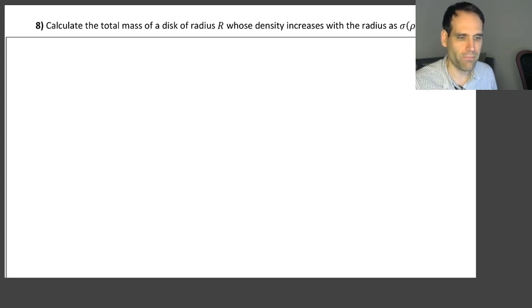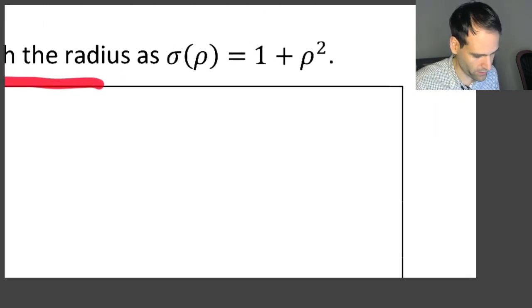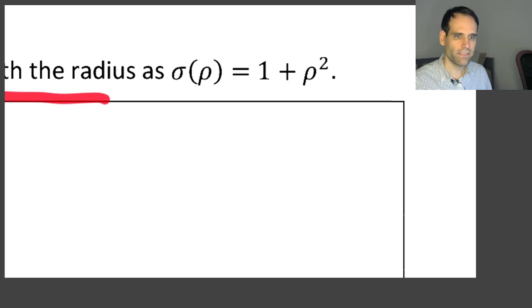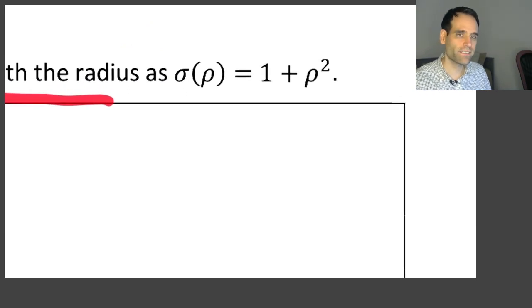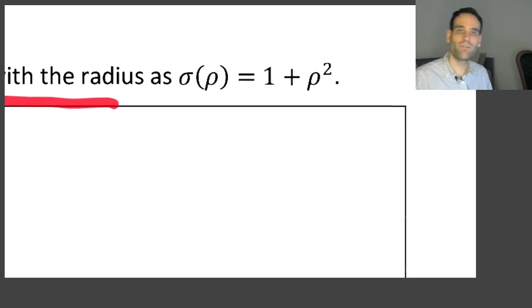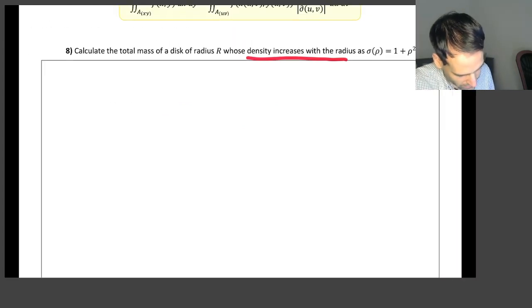Let's solve this problem. Calculate the total mass of a disk of radius r, whose density increases with the radius as this function here. So the density is equal to 1 plus rho squared. This means that at the center of the disk, the density is equal to 1, and at the edge of the disk, the density is equal to 1 plus r squared. Okay, so this means that we have a disk.